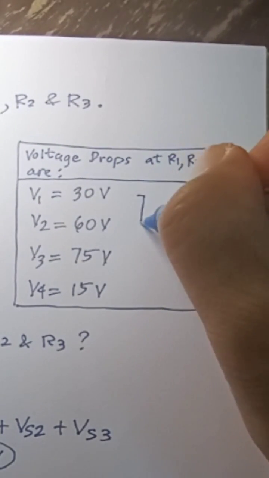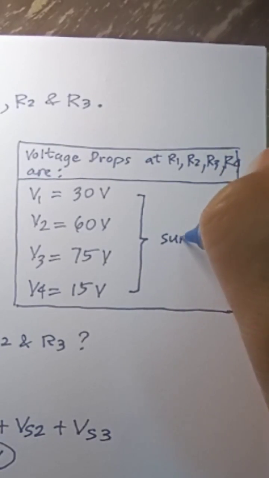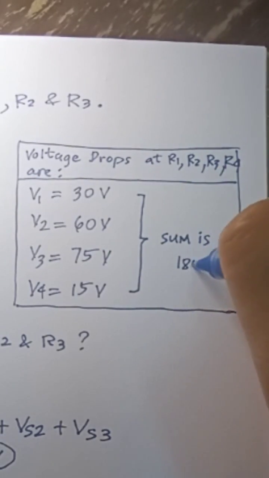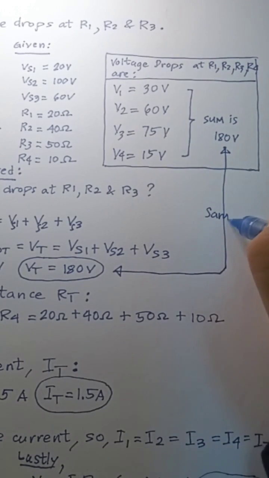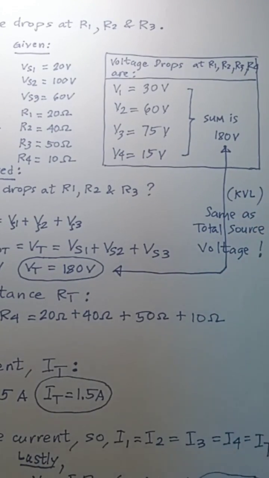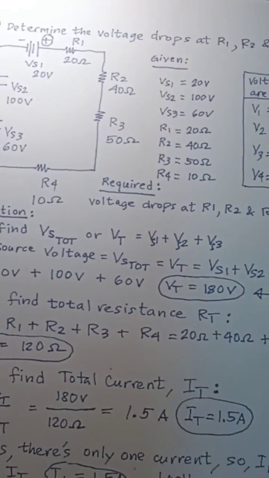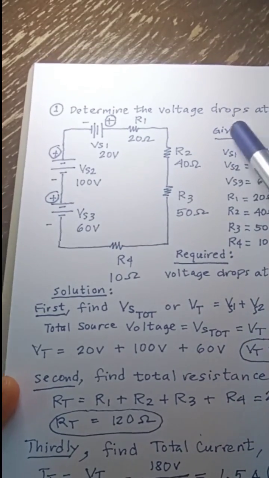Now, if you try to add these voltages or these voltage drops, what would be the value? So 30 plus 60 plus 75 plus 15 would give us 180, which is exactly the same as the total source voltage, or VT. And this is what we call KVL, or Kirchhoff's voltage law.